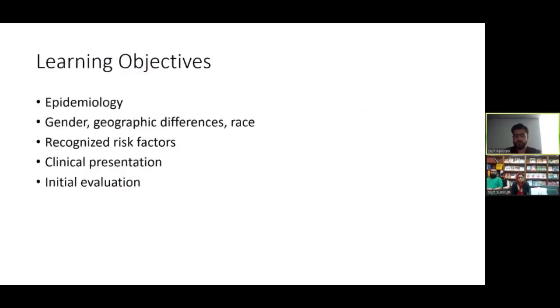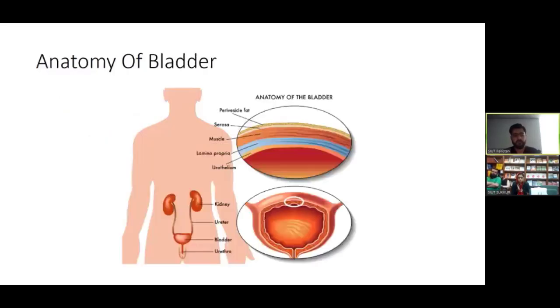So in today's presentation, we'll focus on the incidence rates and the mortality rates across the globe and in Pakistan, and what the other risk factors are, how it presents in various genders, what the geographical distribution of bladder cancer is, what the recognized risk factors are, how it clinically presents, and in the end, we'll focus on initial evaluation of bladder cancer.